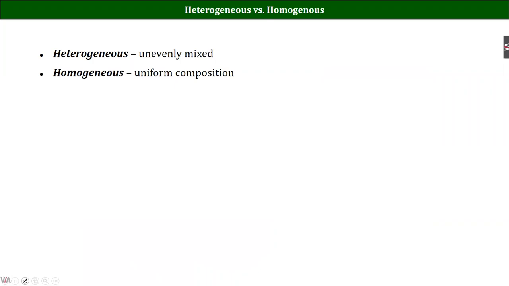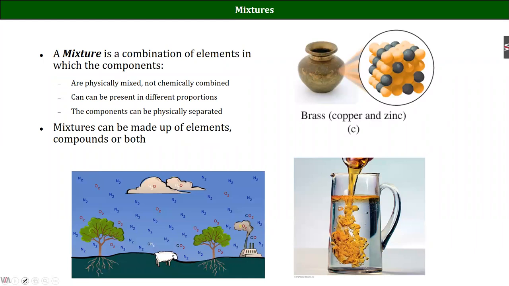Last vocab word, heterogeneous and homogeneous. Heterogeneous just means that different parts of your mixture have different ratios. Homogeneous means that everything is uniformly mixed. So if I go back here, if we let this settle, the water with oil poured in, it's a mixture. If I grab a molecule from the very top, it's more likely to be oil. If I grab a molecule from the bottom, it's more likely to be water. That means it's heterogeneous, it's not homogeneous. If it was evenly mixed so that I had equal probability of grabbing oil or water anywhere, then it's homogeneous.